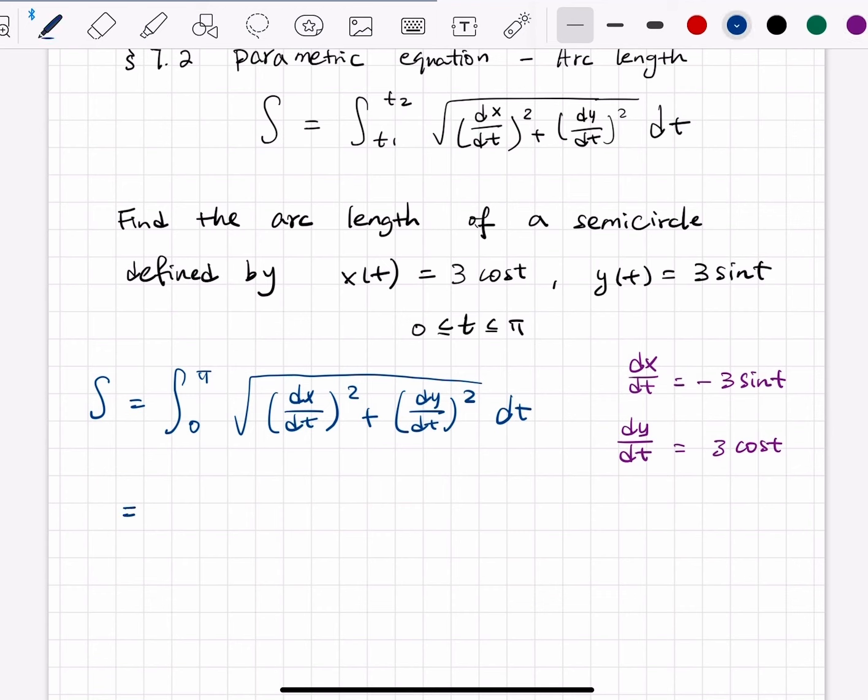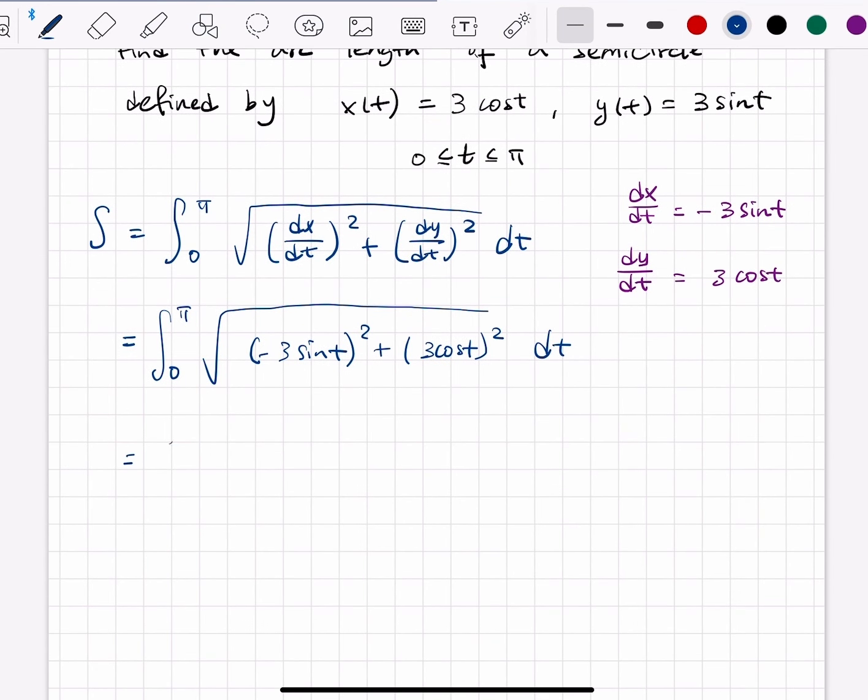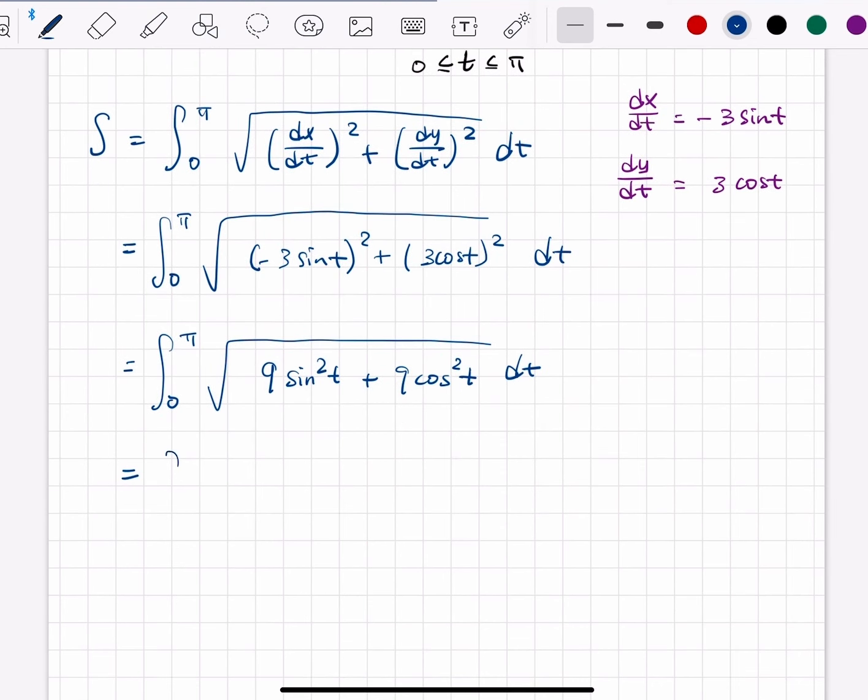Now we can plug in. Negative 3 sine of t squared plus 3 cosine of t squared dt. That is 9 sine squared of t plus 9 cosine squared of t. Factor out the 9: sine squared of t plus cosine squared of t dt. So factor out the 9, and then because of the square root, this becomes just a 3.